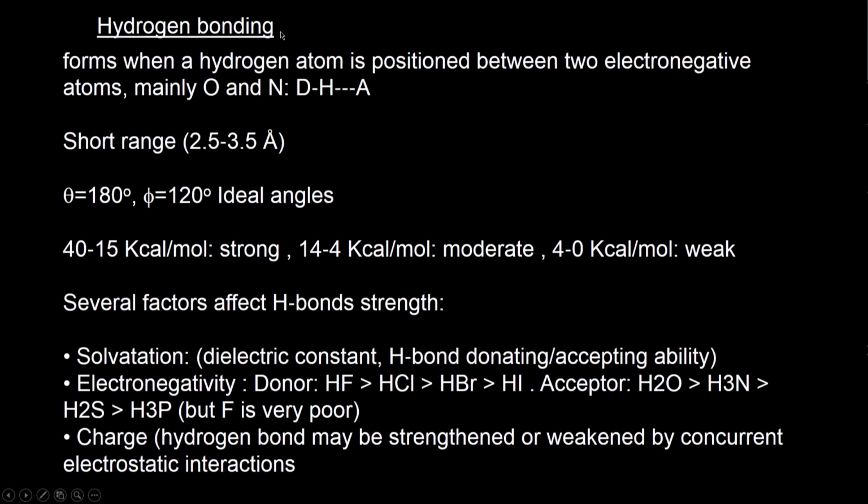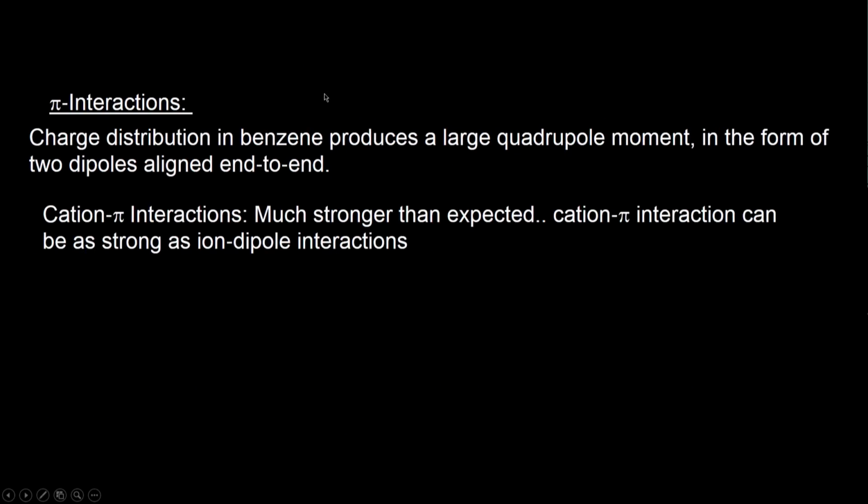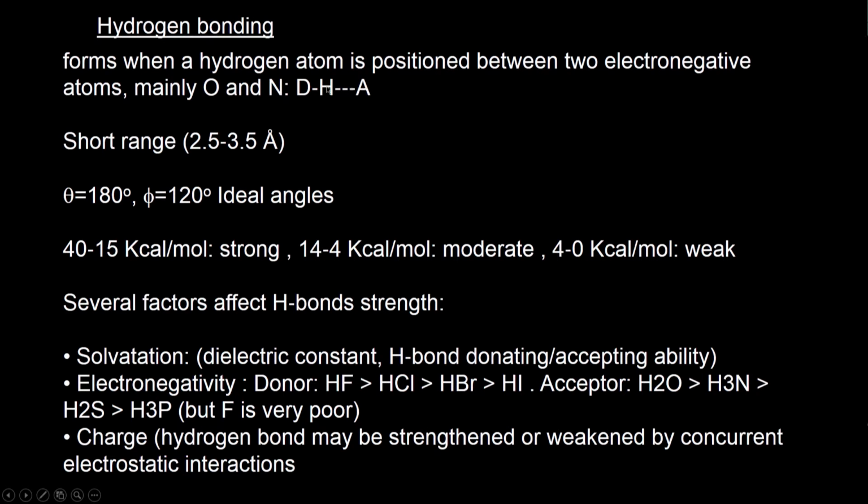Then comes hydrogen bonding. This is a very important parameter, which forms when a hydrogen atom is positioned between two electronegative atoms, mainly oxygen and nitrogen. So we can have a donor with an H and then an acceptor. These are short range distances, 2.5 to 3.5 angstroms, theta is 180, phi is 120, ideal angles. 40 to 15 kilocalories per mole is strong, 14 to 4 kilocalories per mole is moderate, and 4 to 0 kilocalories per mole is very weak.